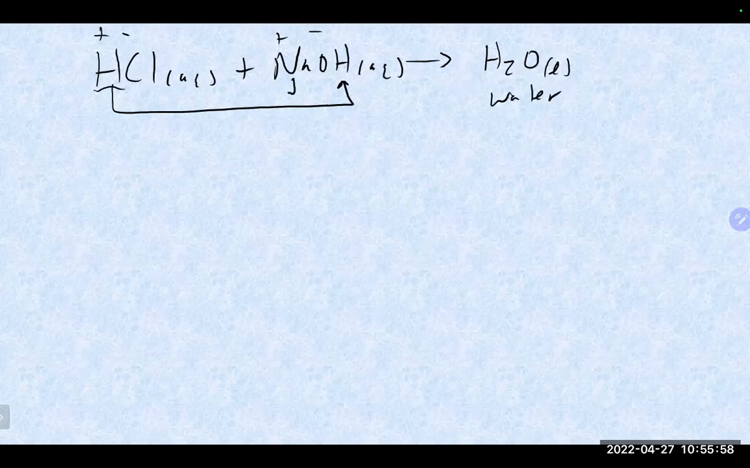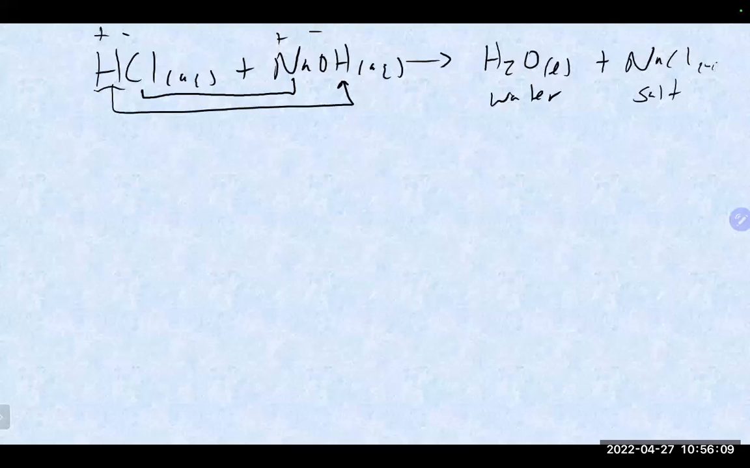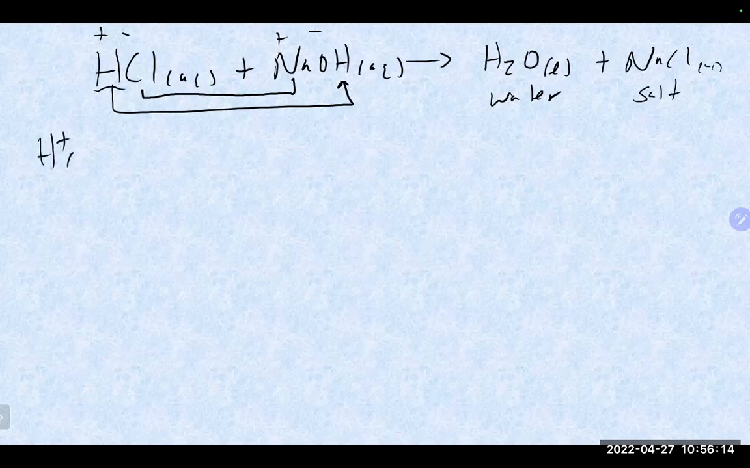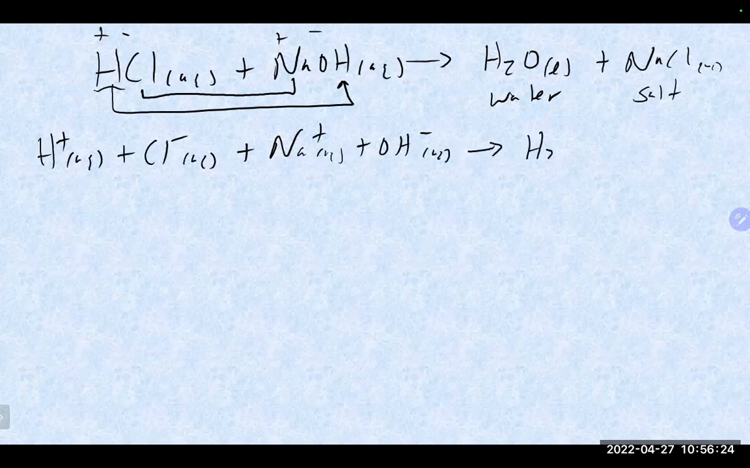And our salt comes from the combination of the other two, which would be our sodium ion and our chloride ion together, making our salt. And if you went through and did your total ionic equation, this would be H plus, Cl minus, as that is a strong electrolyte, and Na plus, OH minus. Remember that we do keep water, solids, and weak electrolytes together. So the water would stay together.